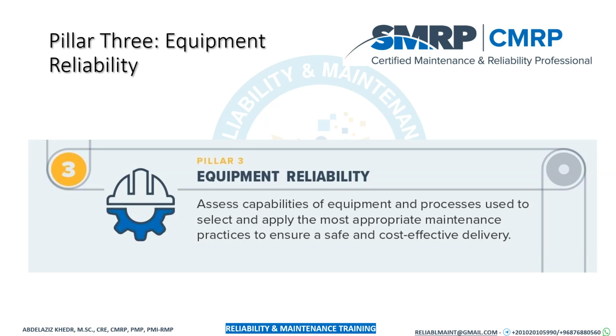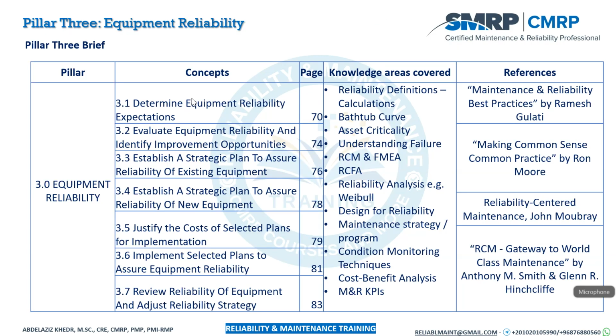So we should be aware about the design, selection, installation, and operation in terms of the maintenance strategies to be applied for these equipment in order to ensure that we already have the required reliability built in them. So for this pillar, we have 7 sections.